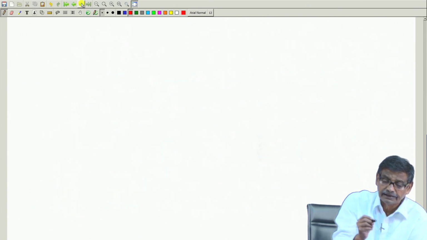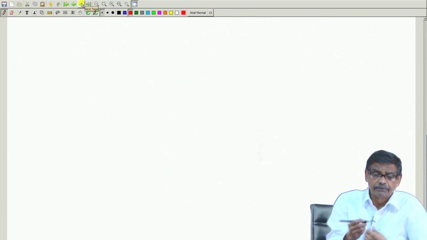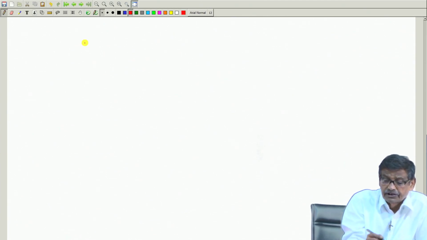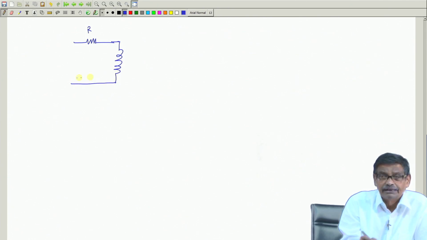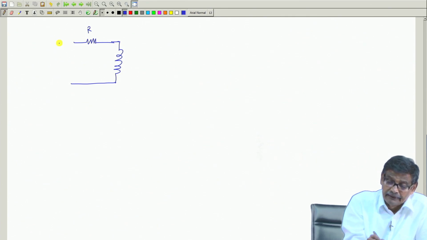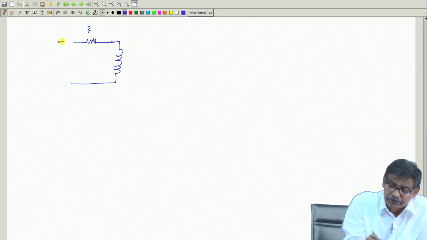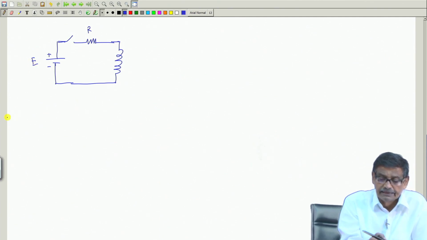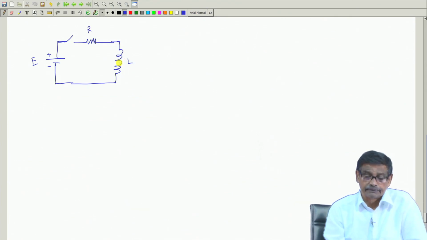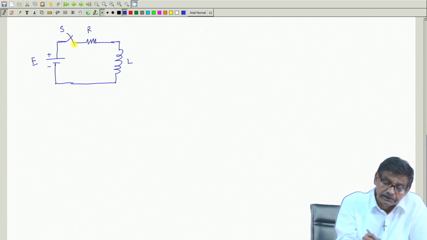Next, I will take the famous problems which you have done so many times, at least in your first year circuits course, but let us also do it here. For example, I have a resistance and an inductor. Suppose we have a circuit like this, with plus minus E, where E is a constant battery voltage, R, and L is the inductor. I will close this switch at t equal to 0.